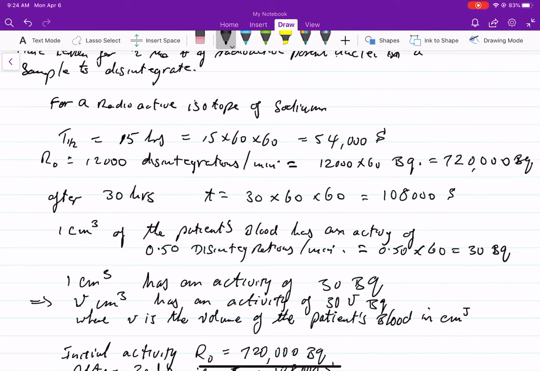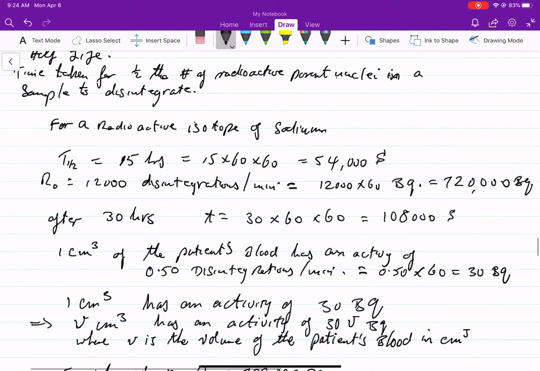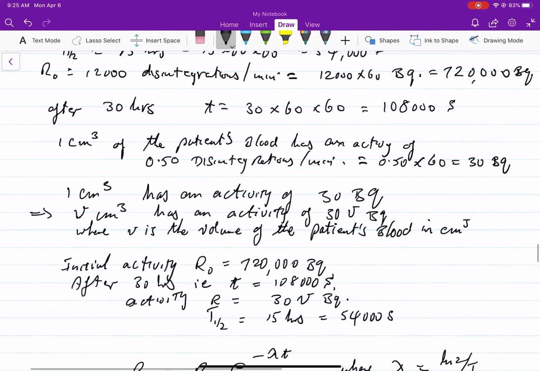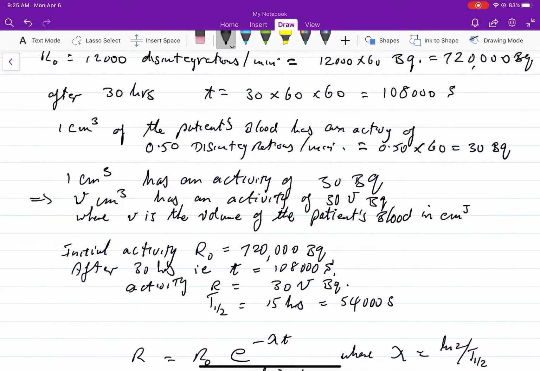What you'll have to do is multiply by V centimeters cubed, the volume of the patient's blood, and that will give you the activity for the entire bloodstream after 30 hours. So let's see what I did here. After 30 hours, I converted that to seconds as well. 1 centimeter cubed of the patient's blood has an activity of 0.5 disintegrations per minute. I converted that to disintegrations per second, 30 becquerels.